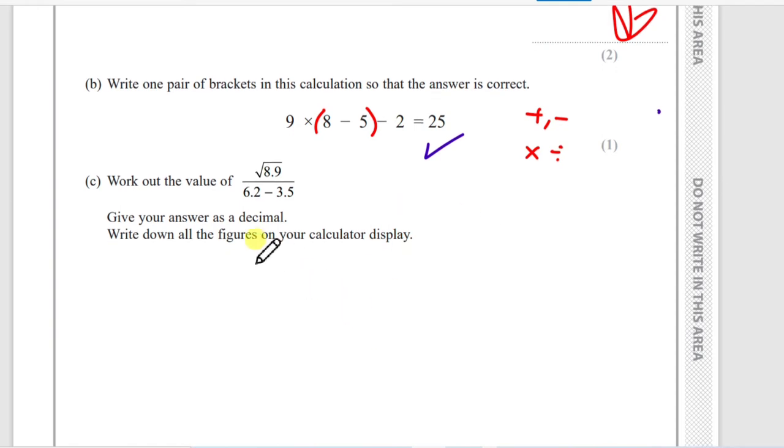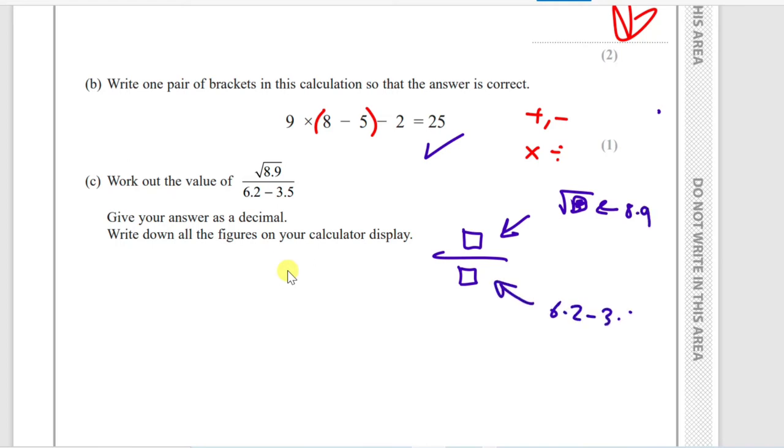Nice. Now part C, work out the value of root 8.9 over 6.2 take away 3.5. Again, using the calculator, using the fraction button, always start the fraction first. And on the top line, press the third button. It looks like that. Then enter the value of 8.9 inside. And on the bottom, just copy it as it is, 6.2 minus 3.5. Do this all at once, and you should get the final result.